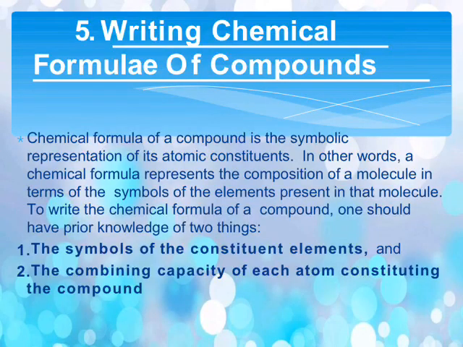Okay, now writing the chemical formulae of a compound. How can we write the chemical formula of a compound? A chemical formula of a compound is a symbolic representation of its atomic constituents. In other words, a chemical formula represents the composition of a molecule in terms of symbols of elements present in the molecule. To write the chemical formula of a compound, one should have prior knowledge of two things. Number 1, the symbol of the constituent element, and number 2, the combining capacity of each atom constituting the compound.